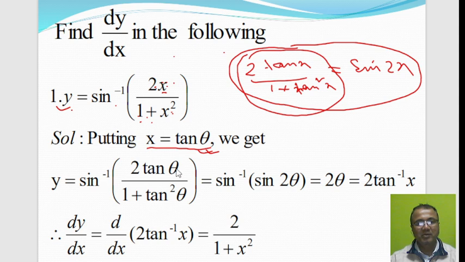Then it will be 2 tan theta by 1 plus tan square theta. Now it is in the form of the formula of sine 2 theta. We are replacing. Now we can assume sine and sine inverse cancel. Then the value will be 2 theta only you are getting.